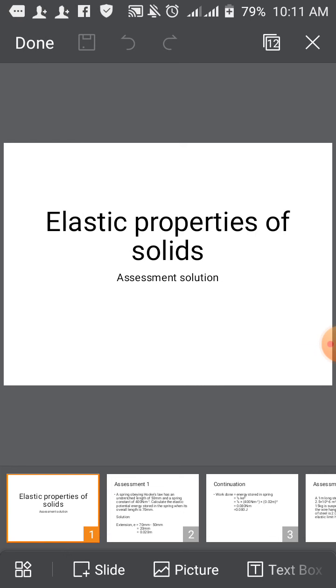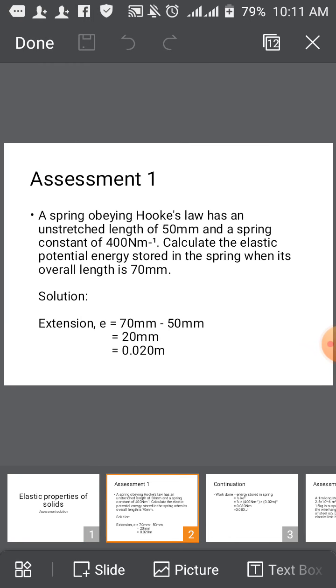Elastic properties of solids. Solution to the assessments we were given in our last class. Assessment 1. A spring obeying Hooke's law has an unstretched length of 50 millimeters and a spring constant of 400 Newton per meter. Calculate the elastic potential energy stored in the spring when its overall length is 70 millimeters.